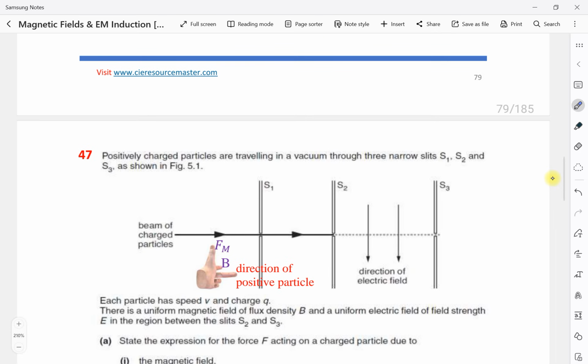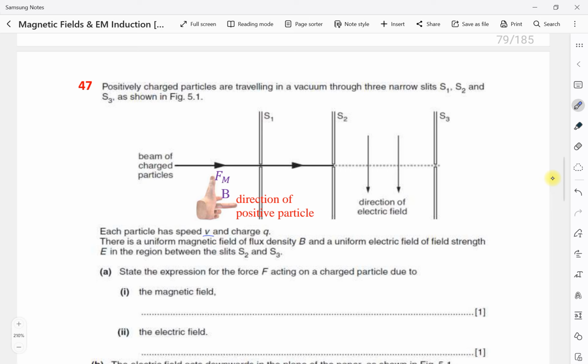Positively charged particles are traveling in a vacuum through three narrow slits S1, S2, and S3, as shown here. Each particle has speed v and charge q. There is a uniform magnetic field of flux density B and a uniform electric field of field strength E, so it's a crossed field, in the region between S2 and S3.